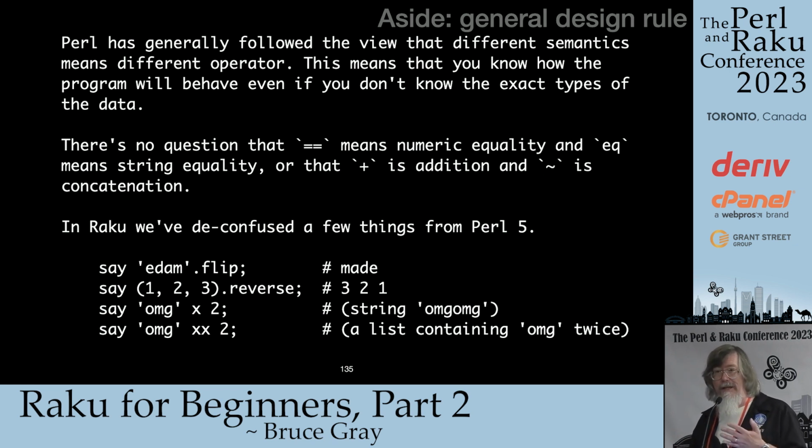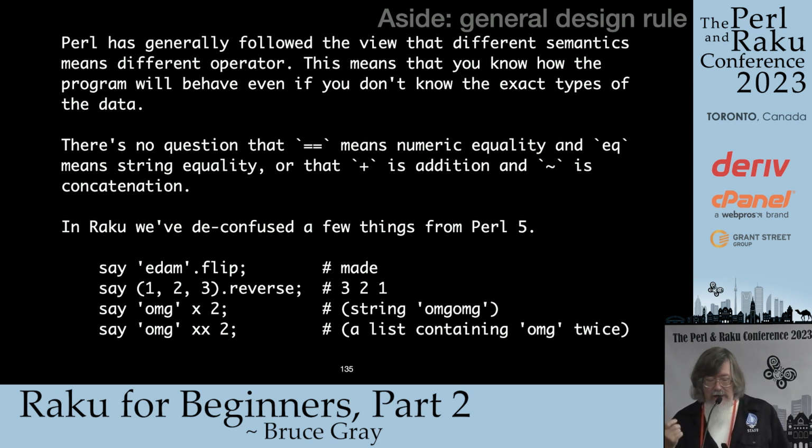Reverse, if something's in list context, reverses the list. If it's in string context, it reverses the string. And if you try to reverse a string in list context, then you had a list of one thing, and now you have the opposite of that list of one thing, which was the list of the one thing. And it doesn't do anything, and people are confused. So those deserve to be separate operators or methods. If you're talking about the string version, it's flip. And if you want the list version, it's reverse.